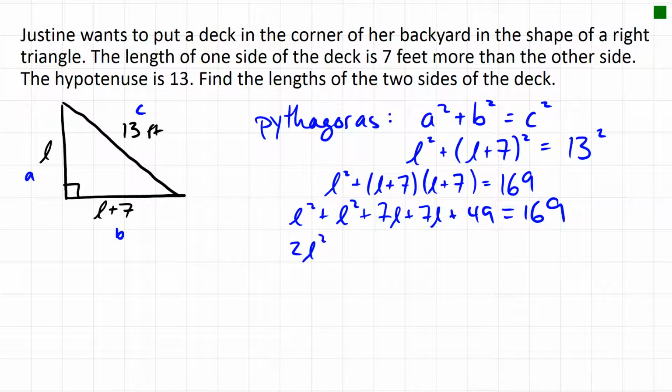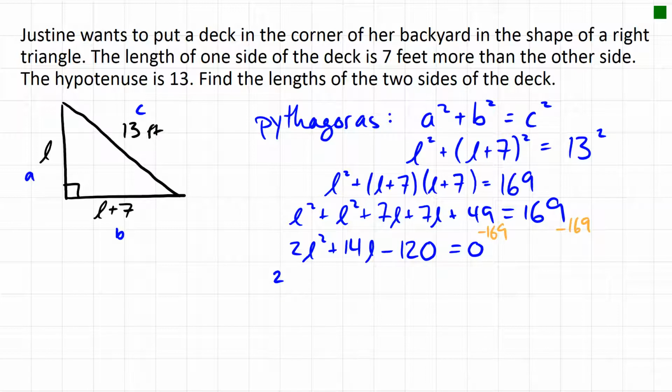So I have 2L squared plus 14L. And I'm also going to subtract off the 169. So 49 minus 169 is negative 120. Now I'm getting closer to my final steps. This is just looking like a regular old quadratic equation that I should be able to factor and solve.